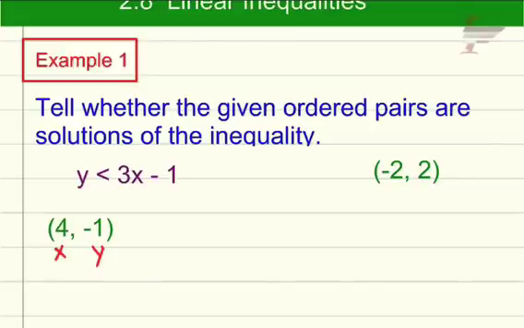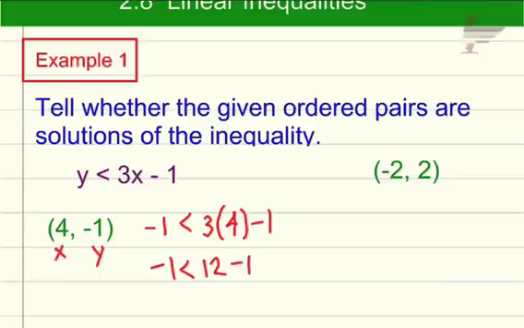So we have -1 is less than 3 times our x, which is 4, minus 1. So we just simplify. -1 is less than 3 times 4 is 12. So -1 is less than 12 minus 1 is 11. So we want to know, is this a true statement? Is -1 less than 11? Well, since -1 is less than 11, then I would say that one is a solution. That's supposed to be a star, but you can't tell. There is a star. Okay.